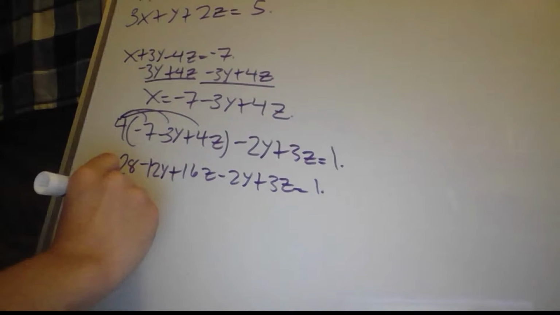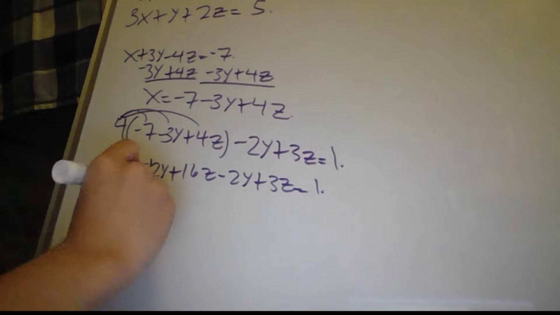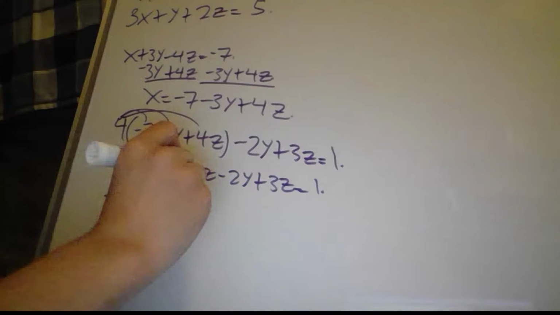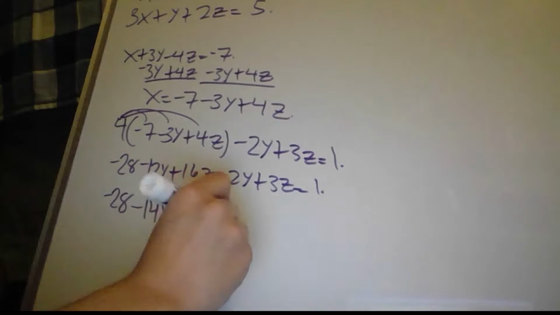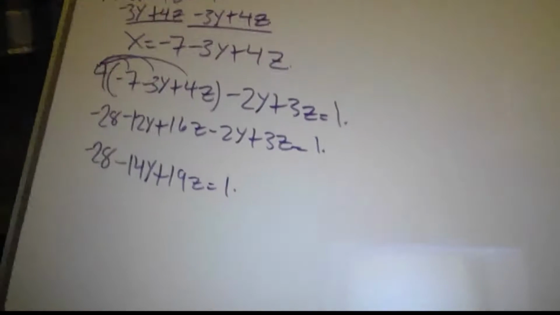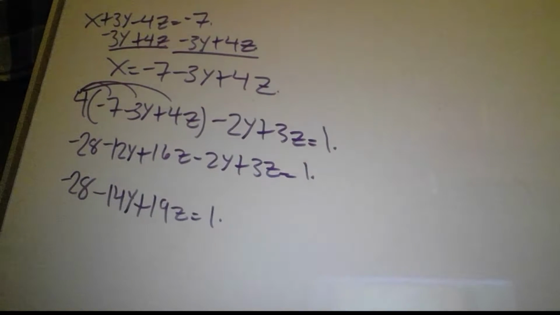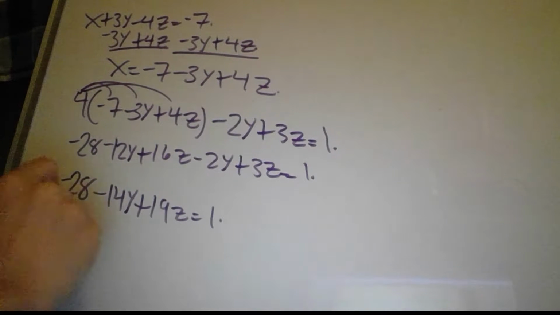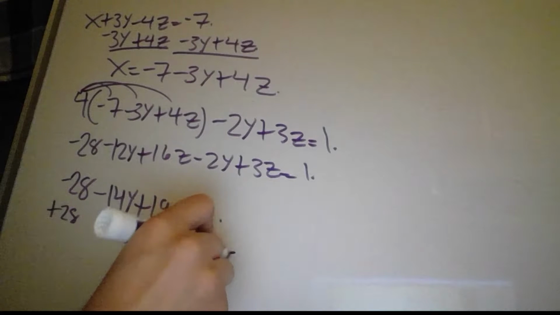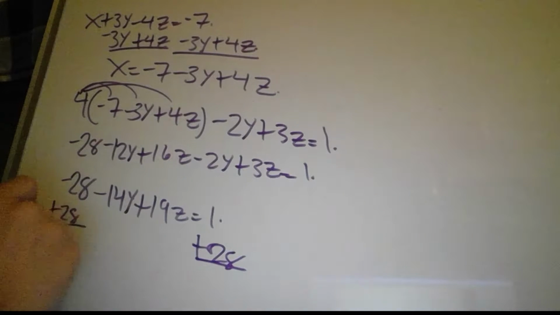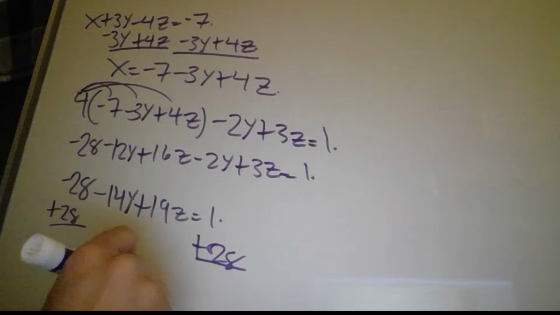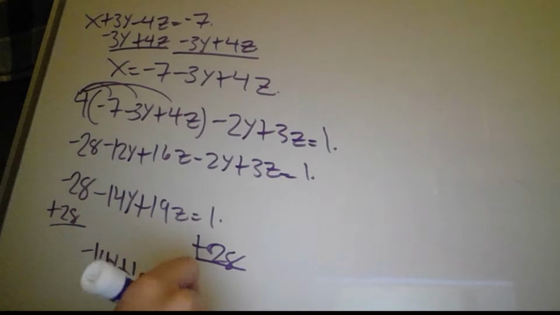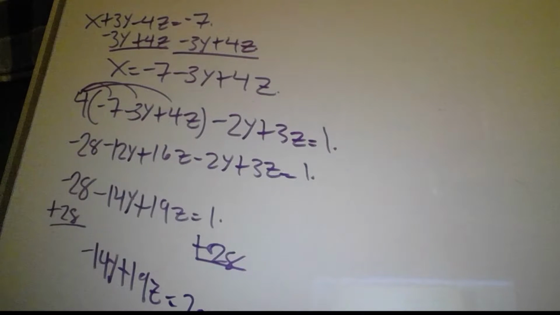So then we have negative 28 minus 14y plus 19z equals 1, right? Add 28 on both sides. You get negative 14y plus 19z equals 29, right?